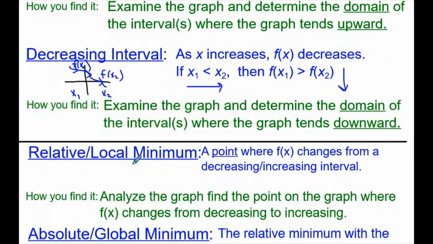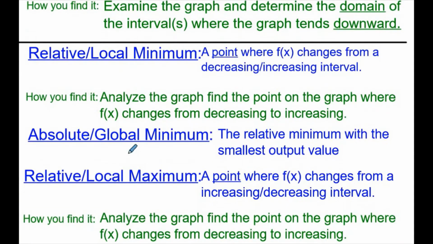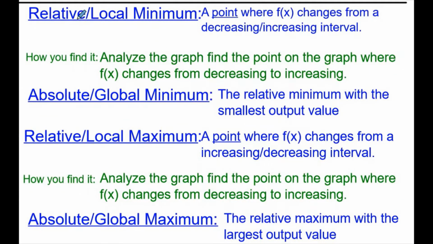Okay, and the next thing that's really important is relative and local minimums and maximums. So a relative or local, these are synonyms. A relative or local minimum is simply a point where the graph changes from a decreasing to an increasing interval. So let's say a graph is going downward and then all of a sudden it goes upward. This is where a local or relative minimum is right there. How do you find it? You simply look at the point where the graph changes from decreasing to increasing. You can see clearly here the graph is decreasing here, but then increasing here.